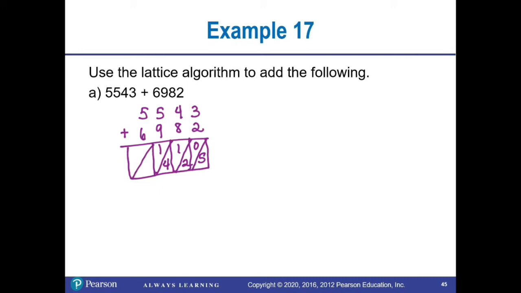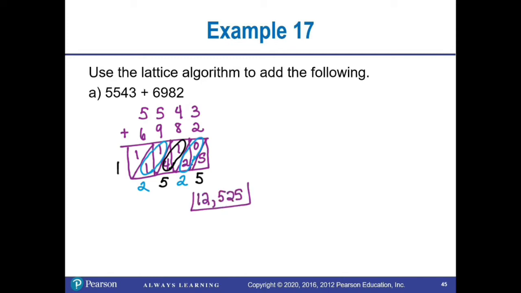And then 5 plus 6 is 11. So the tens place goes in the top triangle. The ones place goes in the bottom. Then we're going to look at each of these diagonals along the lattice. So at first, we have just 5. In the next diagonal, 0 plus 2 is 2. The next diagonal, 1 plus 4 is 5. Then the next diagonal has 1 plus 1, or 2. And the last diagonal is just a 1.